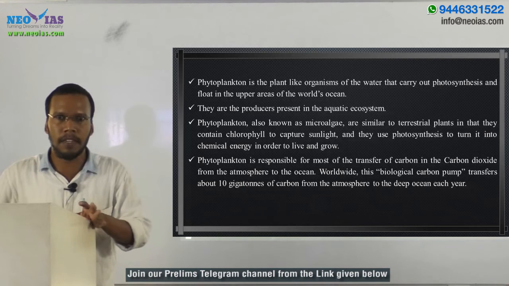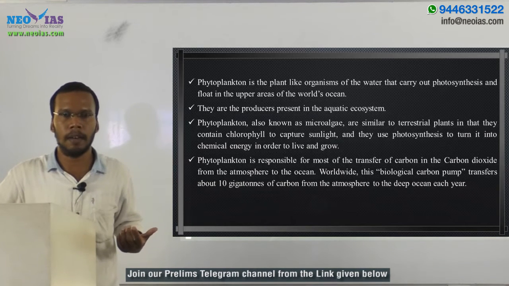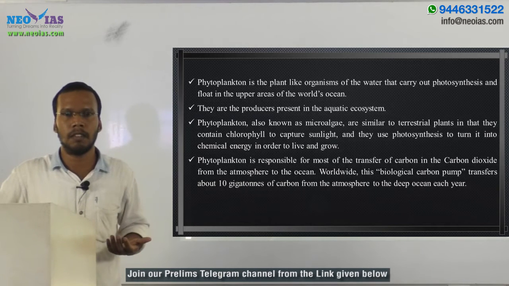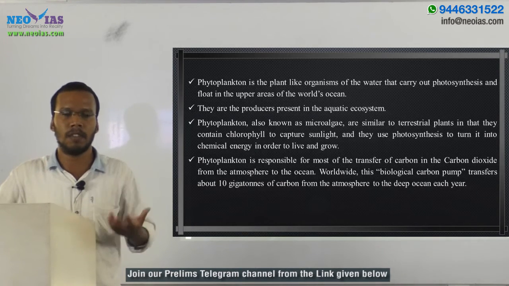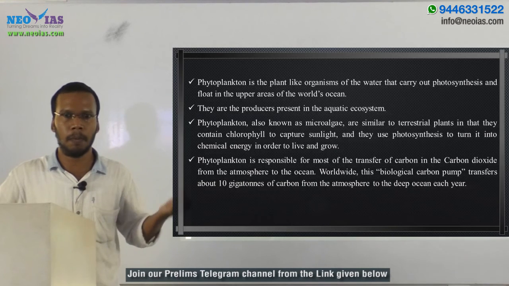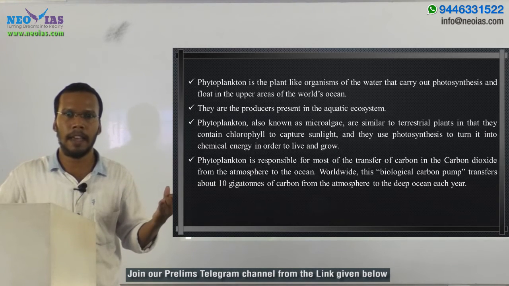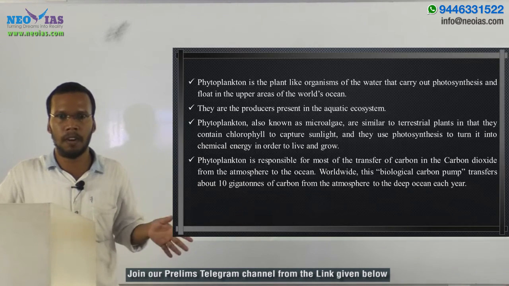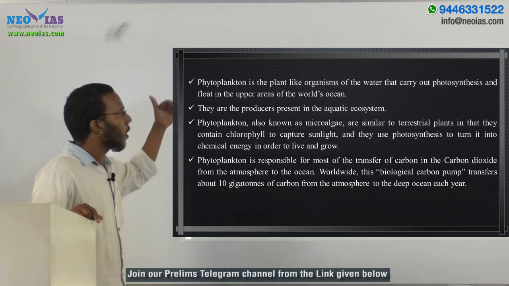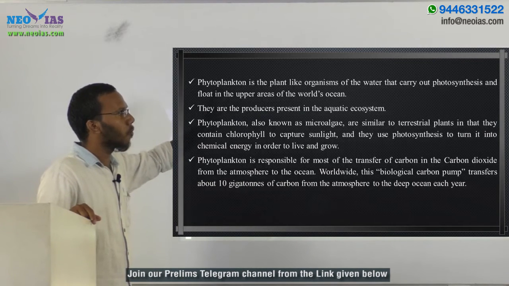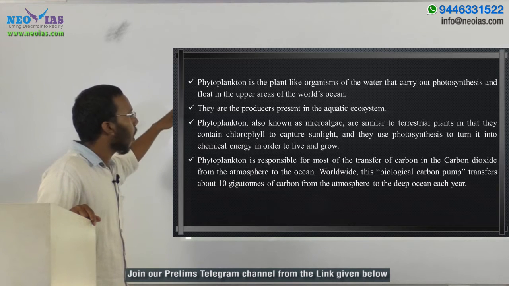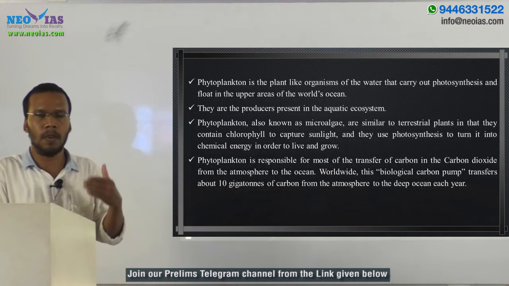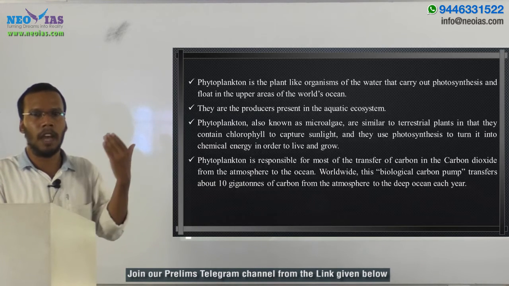So regarding planktons, we discussed in the earlier questions, right? Plankton means organisms which are floating on the water and can't swim against the major currents in the water. Planktons are divided into two, zooplankton and phytoplankton. Zooplankton means animal-like and phytoplankton means plant-like plankton. That means the plankton will have chlorophyll. So phytoplankton are the plant-like organisms of the water that carry out photosynthesis and float in the upper areas of the world's oceans. These are living organisms, planktons, which have chlorophyll.